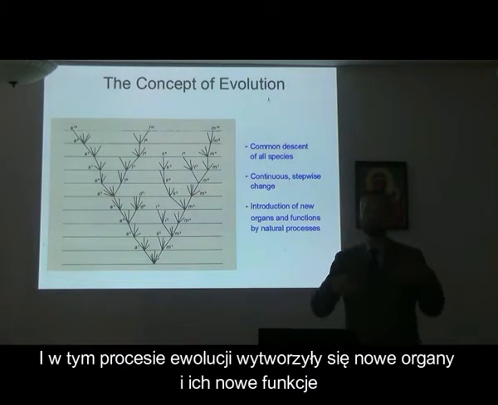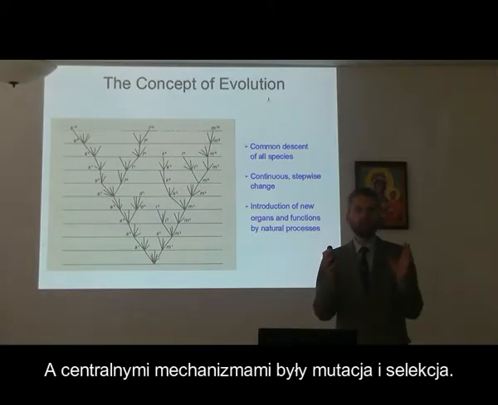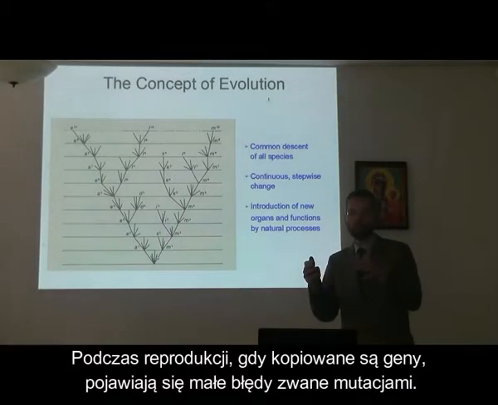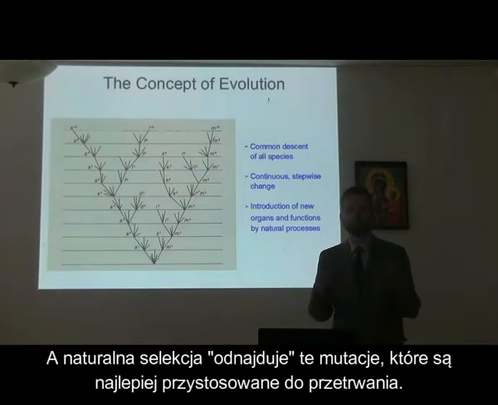And in this process of evolution, new organs and new functions have been invented. And this happened only by purely natural processes. And the central mechanism were mutation and selection. By copying the genes, when reproduction happens, there appear small copying errors. These are called mutations. And natural selection will find those mutations which are fittest for survival.